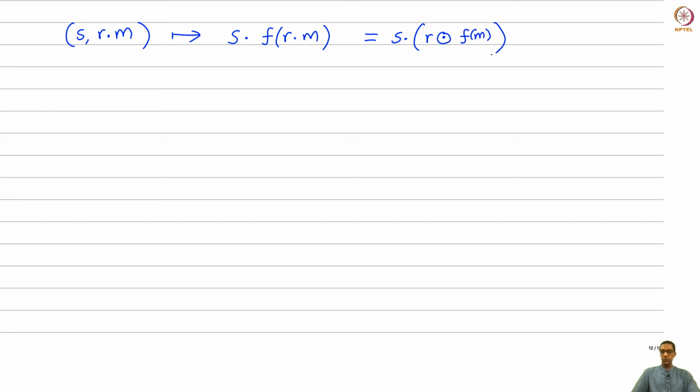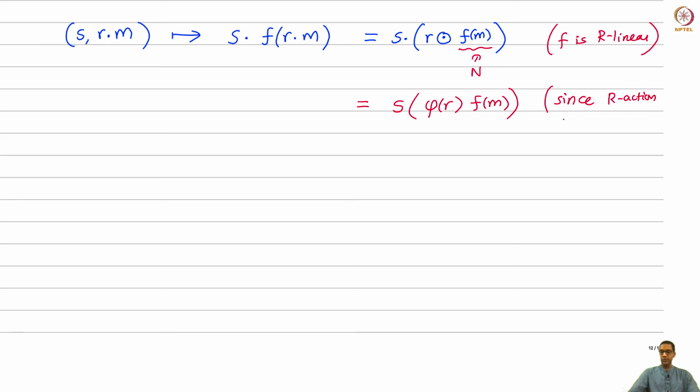But how is the r now acting? We've got to be very careful. This is F because F is R linear. Now F(m) is an element of N, which is only an S module. So how does R act on it? By restriction of scalars. What does that mean? To make r act on something, I first convert it to an element of S and then I act on it, since the R action on N is by restriction of scalars.